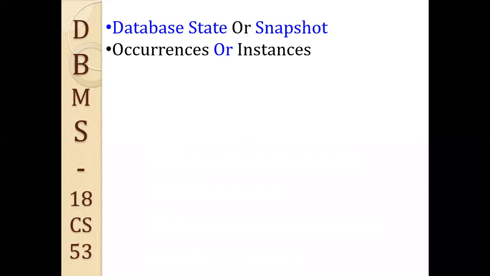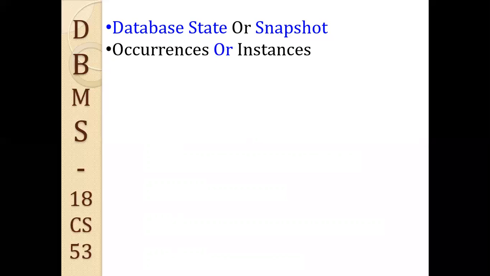The next term we should know is the data state or the snapshot. After giving the description of the database, we need to enter data in the database. Then the data at any particular moment of time is referred to as a state of the database, that is, the database state or a snapshot of the database. Sometimes it is also called the current set, the current occurrences or an instance of a database.